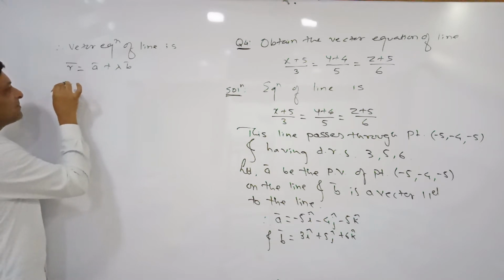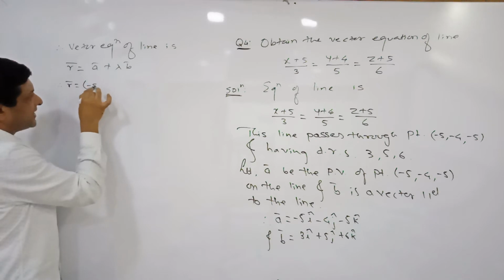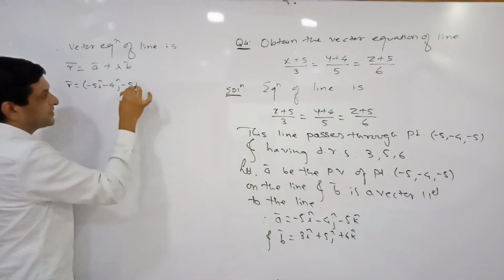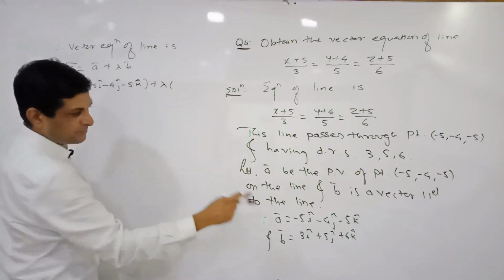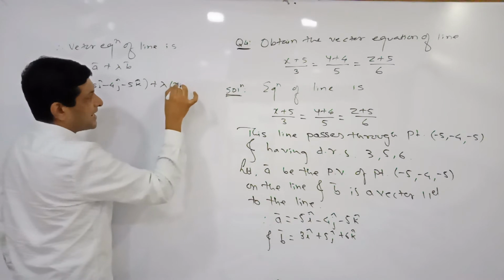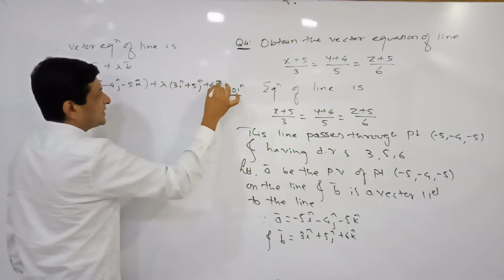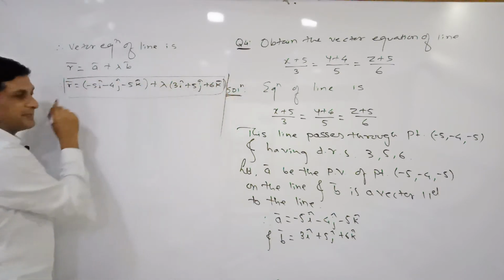So therefore r bar is equal to, replace A bar by its value, that is -5 i cap, -4 j cap, -5 k cap, plus lambda into B bar. And what is the value of B bar here? 3 i cap plus 5 j cap plus 6 k cap. In this way we have got our required vector equation of line.